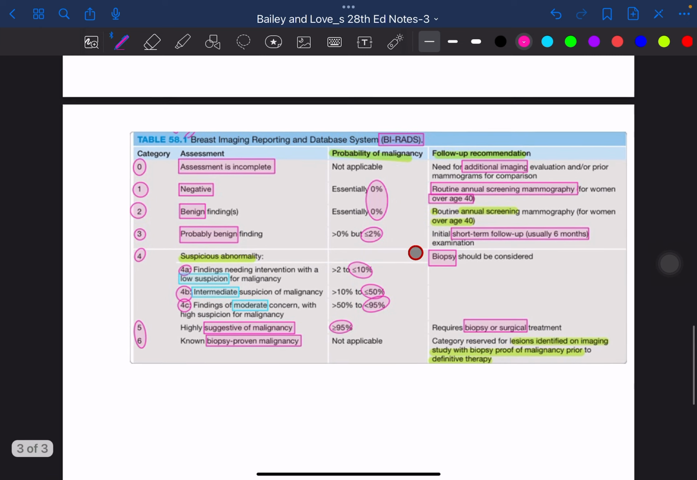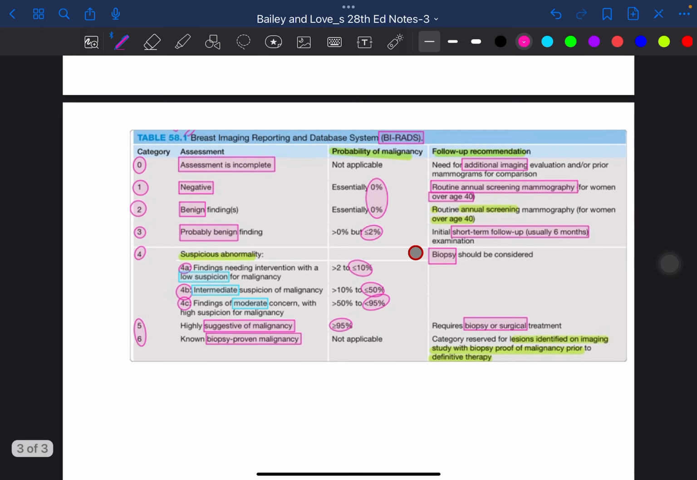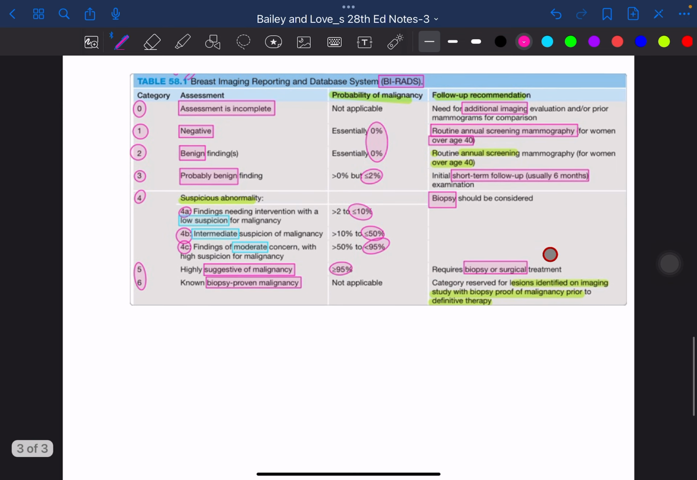Okay. Now come to category 3 of BI-RADS. This is probably benign. Okay. So if it is probably benign, the chance of malignancy will be less than 2%. Benign 0, probably benign less than 2%. And since it's probably benign, you have to reduce annual mammography to 6 monthly mammography, and there is no age bar in this group. Okay. 6 monthly, no age bar.